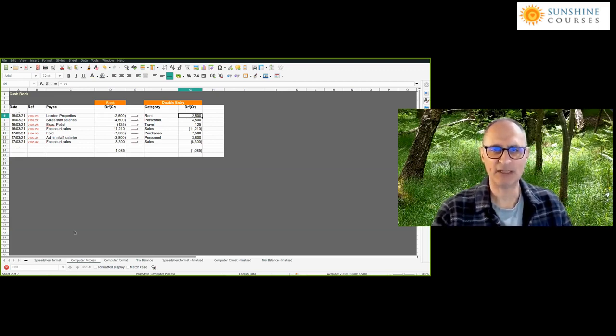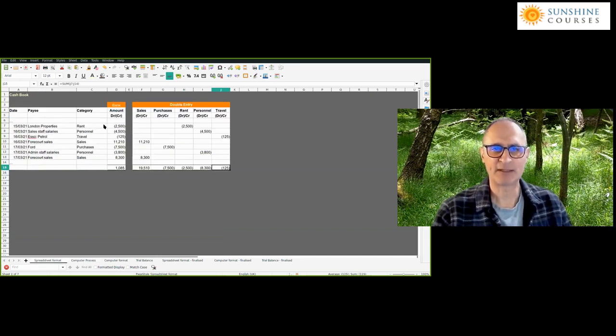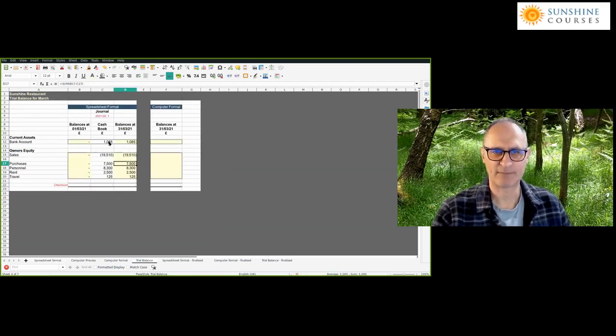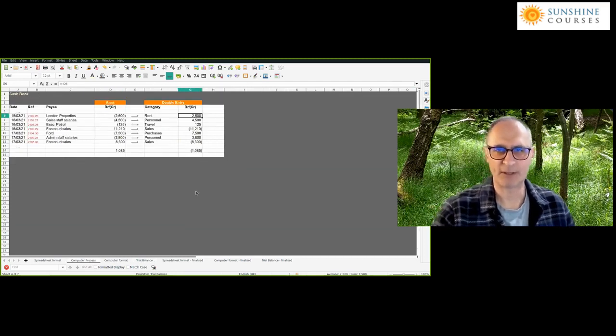Going back to the spreadsheet, even though we've entered rent, this line of rent on the 15th of March, because we haven't yet entered the totals, on the 16th of March, this £2,500 doesn't yet appear in our accounts, in our profit and loss account or balance sheet. It only appears in our cash book, and we have to post the cash book to the trial balance before it appears in our accounts. That's not so with a computer. So that's the first huge advantage of computerized accounting.